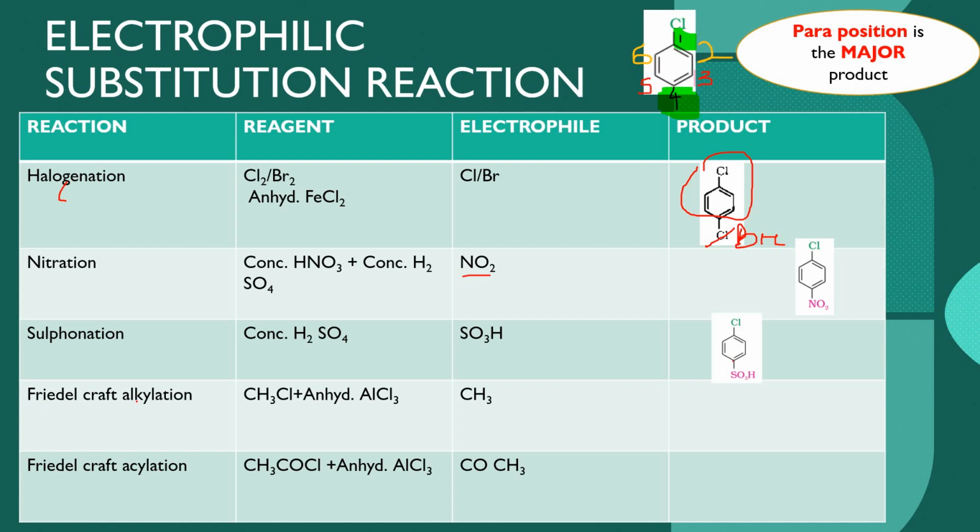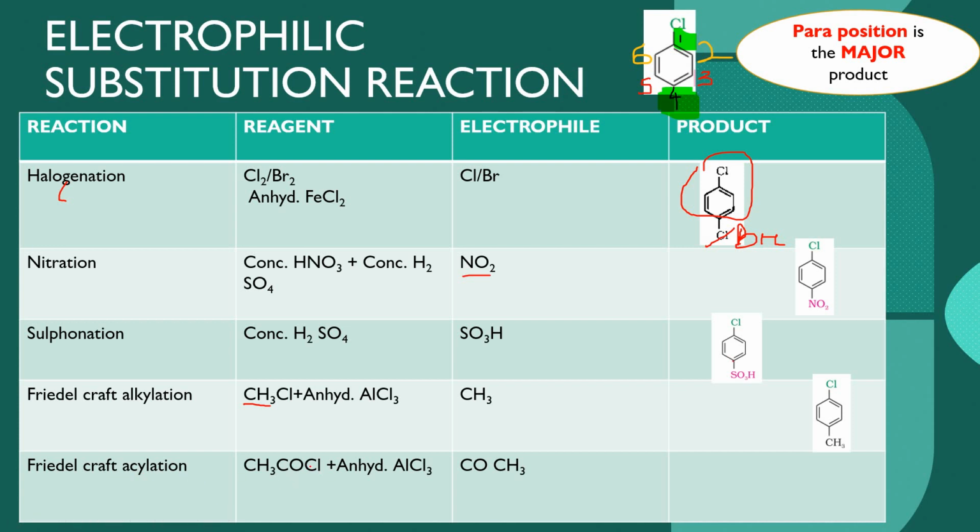Now Friedel-Crafts alkylation itself means a CH3 group, which will act like an electrophile. So the CH3 group is going to come and attack, in the presence of anhydrous AlCl3. What is anhydrous AlCl3 here? It is a Lewis acid which acts like a catalyst, helping to speed up the reaction. So what will be attacking at the para position? The CH3 group will be attacking.